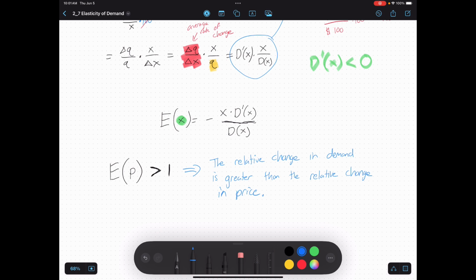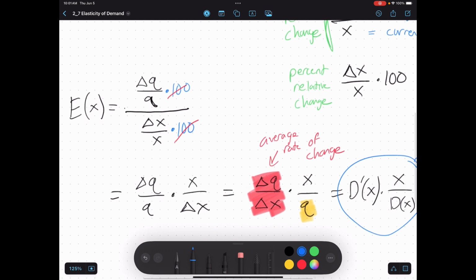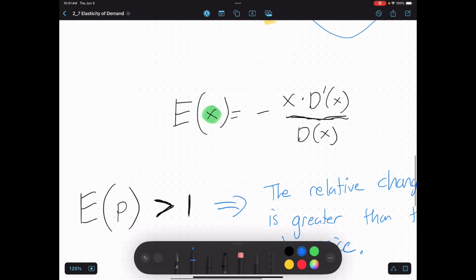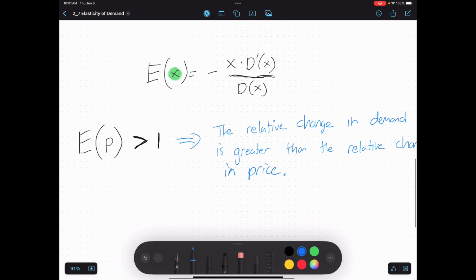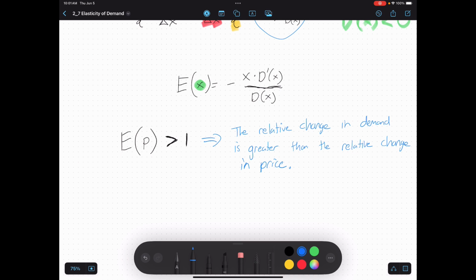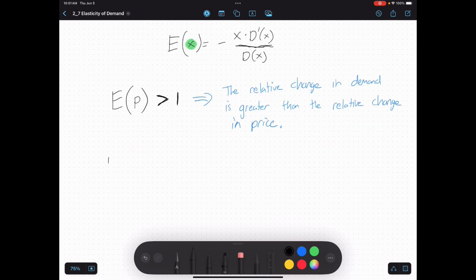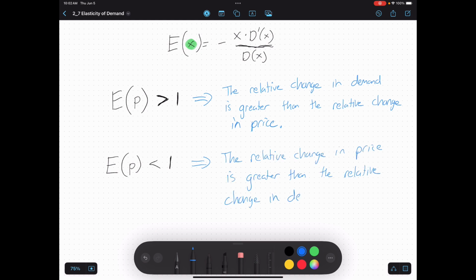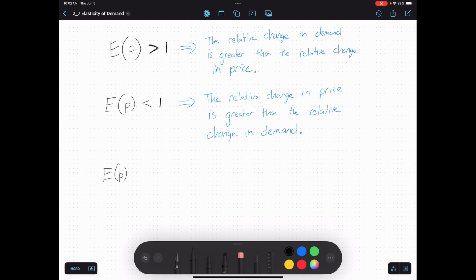Because if your number is greater than 1, that means your numerator is bigger than your denominator. And what was my numerator? My numerator was the relative change in quantity, and my denominator was the relative change in price. So this tells me that the relative change in demand, or quantity, is greater than the relative change in price. So if I switch that and say, if I plug in a specific price and it ends up being less than 1, I get the reverse conclusion, that the relative change in price is greater than the relative change in demand. Let's do one last scenario, and that's just if the elasticity equals 1.